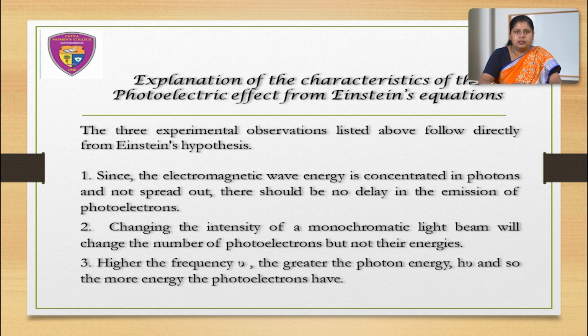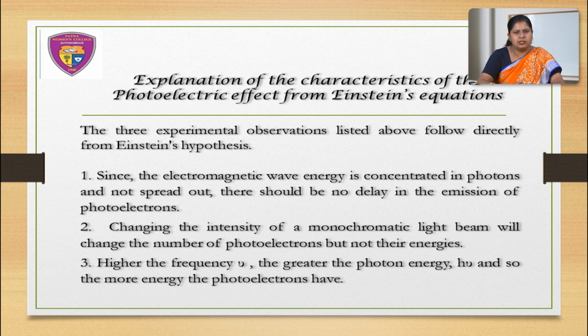Firstly, since the electromagnetic wave energy is concentrated in photons and not spread out, so as soon as the photons fall on the metal surface, the electrons absorb the energy h nu and are ejected without any time lag. Hence, there should be no delay in the emission of photoelectron. Secondly, all photons of frequency nu have the same energy. So, changing the intensity of a monochromatic light beam will change the number of photoelectrons but not their energies.